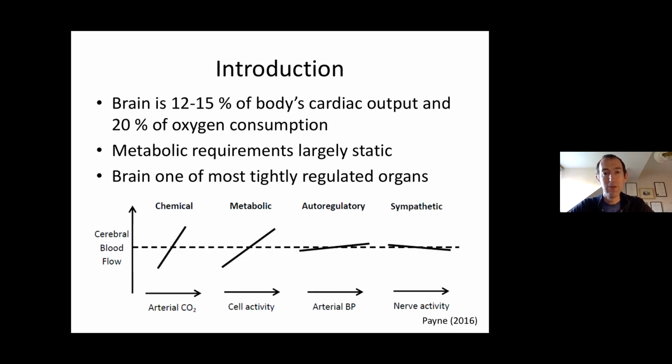Although I'm not going to talk a huge amount about control, I did want just to make the point that the brain is one of the most tightly regulated organs in the body, which is very important in terms of how it behaves. It receives 12 to 15% of the body's cardiac output and 20% of the oxygen consumption. Even though its metabolic requirements remain largely static, it's very tightly regulated in response to, say, arterial CO2, neural activity, arterial blood pressure, and sympathetic activation. So there are a lot of things acting to control blood flow in the brain.